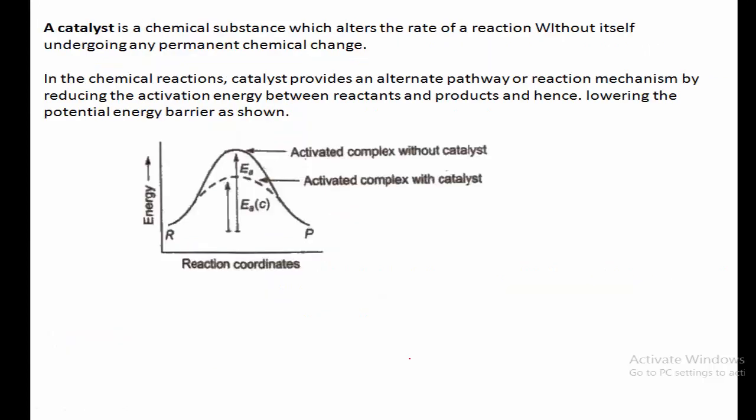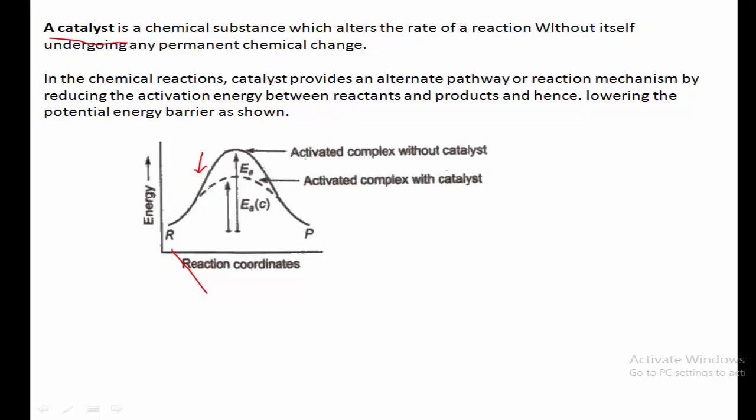Remember this. Okay. Then if I want to alter the rate of reaction, how to alter that rate of reaction? That can be done by one type of chemical substance that is known as catalyst. So catalyst is a chemical substance which alters the rate of reaction without itself undergoing any permanent chemical change. In chemical reactions, catalyst provides an alternate pathway or reaction mechanism by reducing the activation energy between reactants and products, and hence lowering the potential energy barrier as shown. Means it decreases the activation energy.